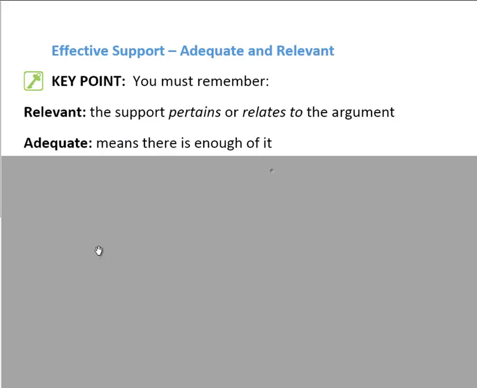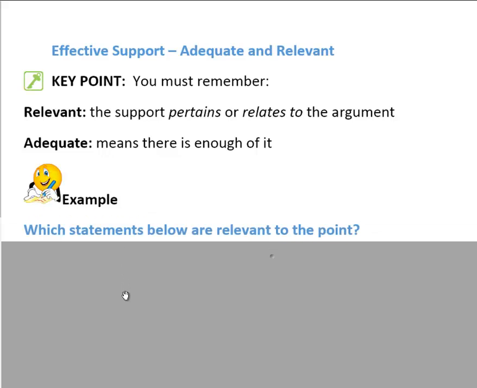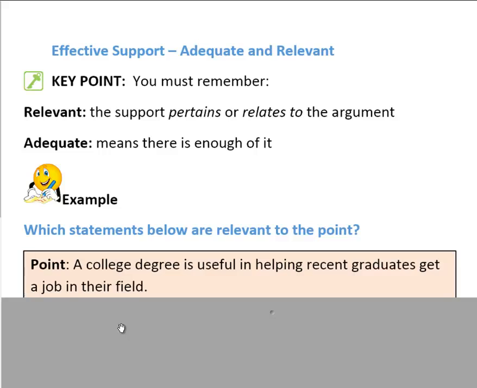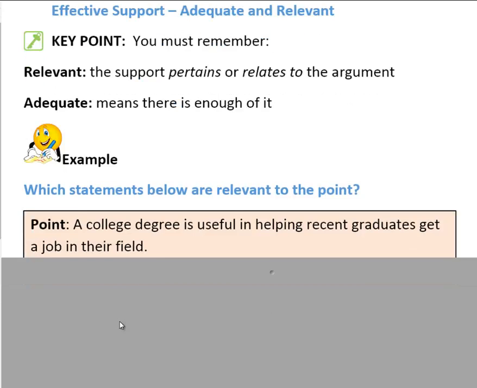For example, let's say that I'm arguing that a college degree is useful in helping recent graduates get a job in their field. I'm going to show you some statements, and you need to choose which ones are relevant to that point. You're going to want to look for more than one, since if we only had one statement, that would not be adequate. So once again, here's the point. A college degree is useful in helping recent graduates get a job in their field. Let's look at the statements and see which ones are relevant because they pertain to our point.